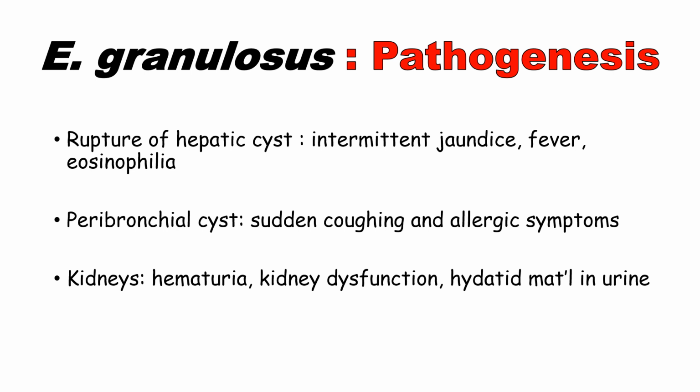Peribronchial cyst, naman, sudden coughing and allergic symptoms. And for the kidneys, usually hematuria, kidney dysfunction, hydatid material in urine. Due to rupture, definitely there will be hydatid sand or granules in your urine. Okay?